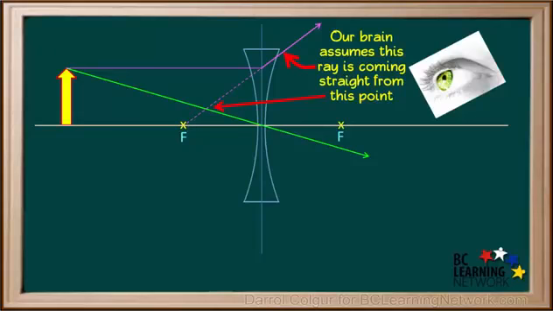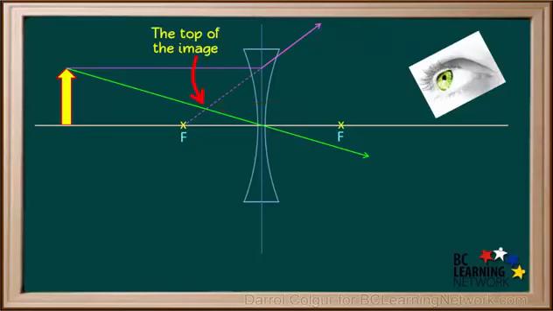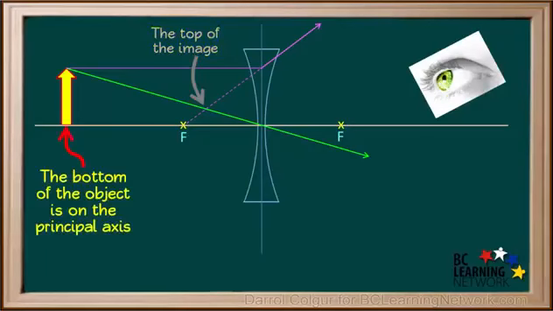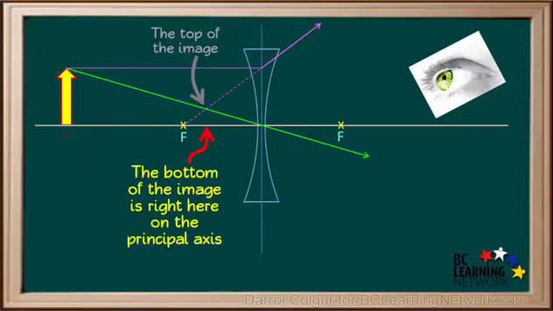Our brain assumes that this purple ray is coming to us straight from this point. This point is where the green ray coming from the top of the object and the purple line that seems to be coming from the top of the object cross. So this will be the top of the image. The bottom of the object is sitting on the principal axis. So the bottom of the image will appear right here on the principal axis, directly below the top. Now that we know where the bottom and the top of the image will be, we can draw the image in.